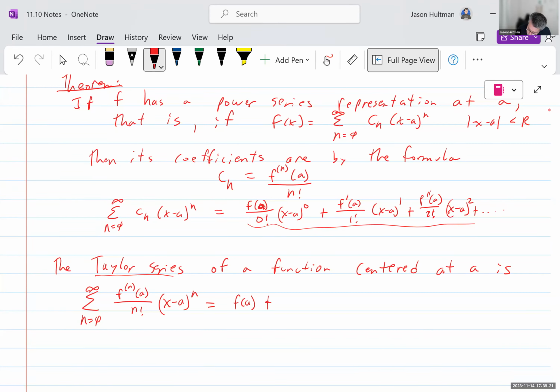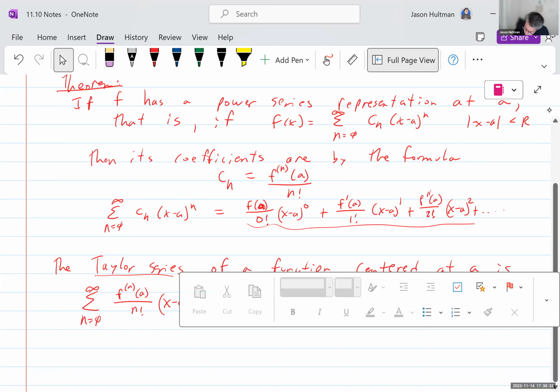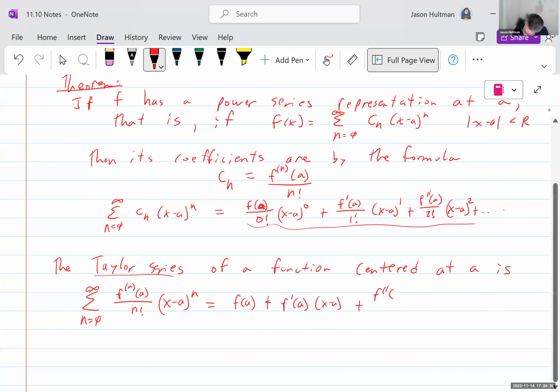f of a plus f prime of a times (x minus a) plus f double prime of a over 2 factorial. Okay. You could just put 2 if you want, but I'll put 2 factorial. Okay, and that's (x minus a) squared plus f triple prime of a over 3 factorial times (x minus a) cubed plus, and then it just goes on forever.